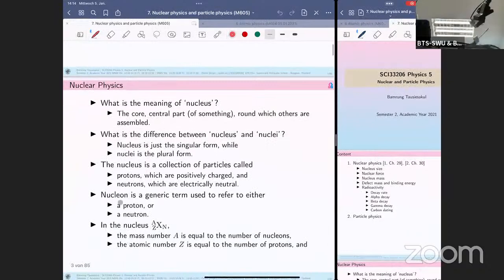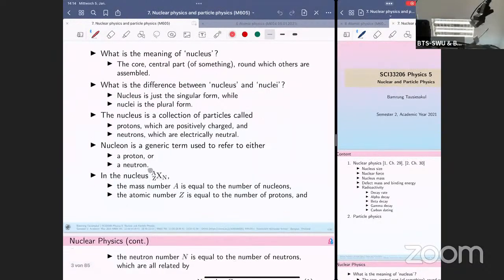In the nucleus we have A and Z, right? X is the symbol of that element, and A is the mass number. A, the mass number, is equal to the number of nucleons, the particles in the nucleus. And the next one is the Z variable. It's the atomic number, and this number is equal to the number of protons in the nucleus.